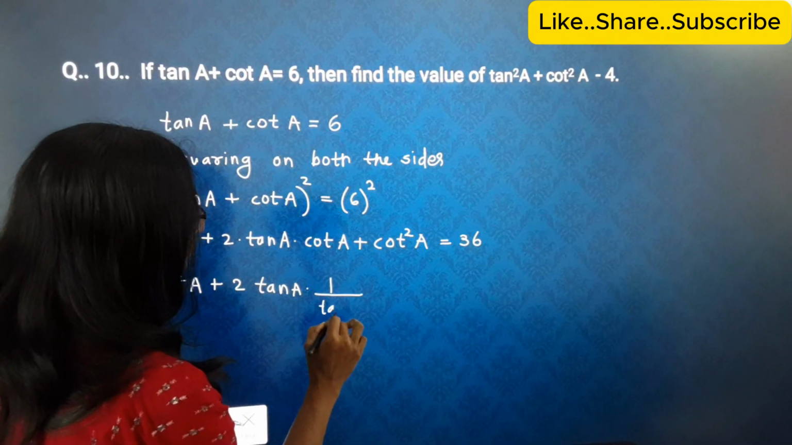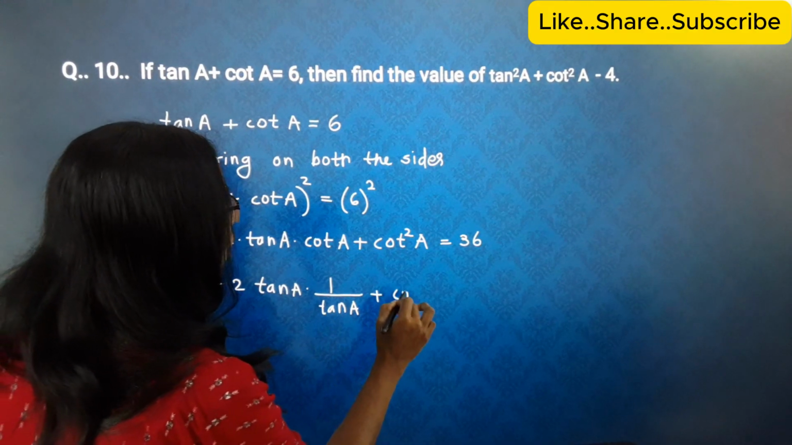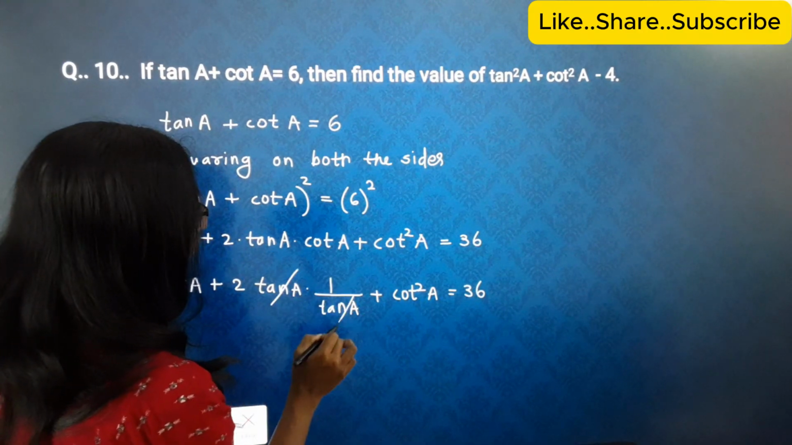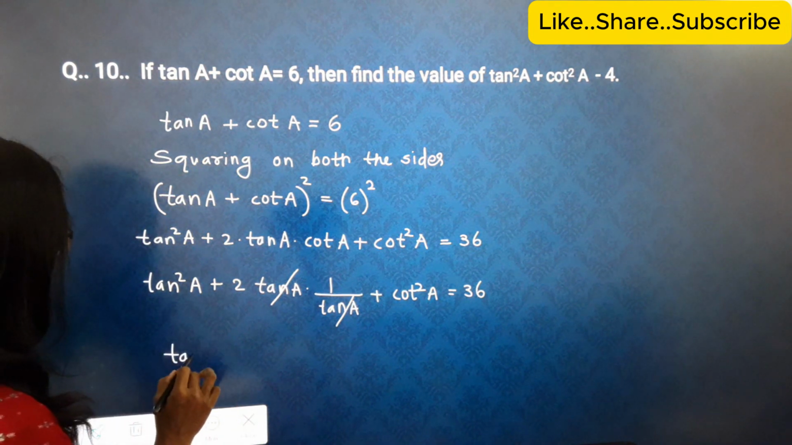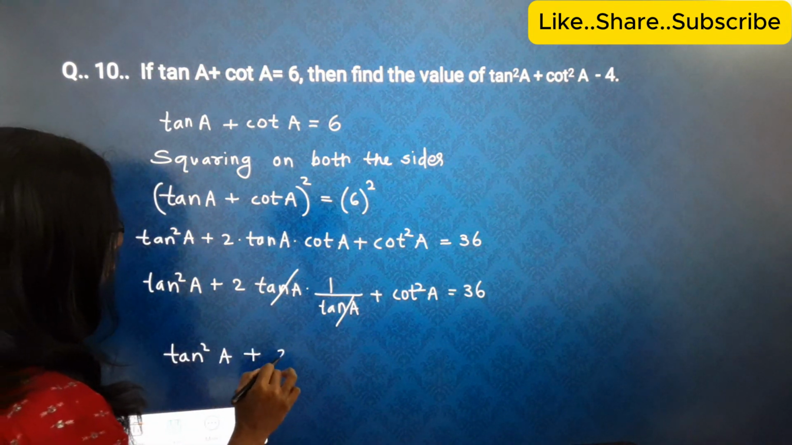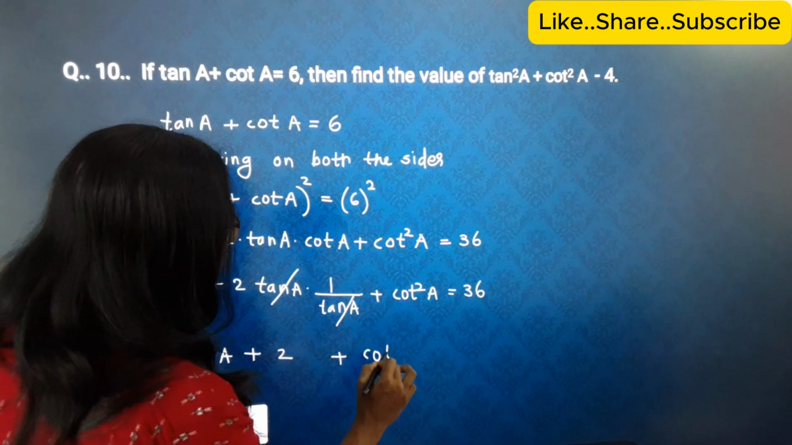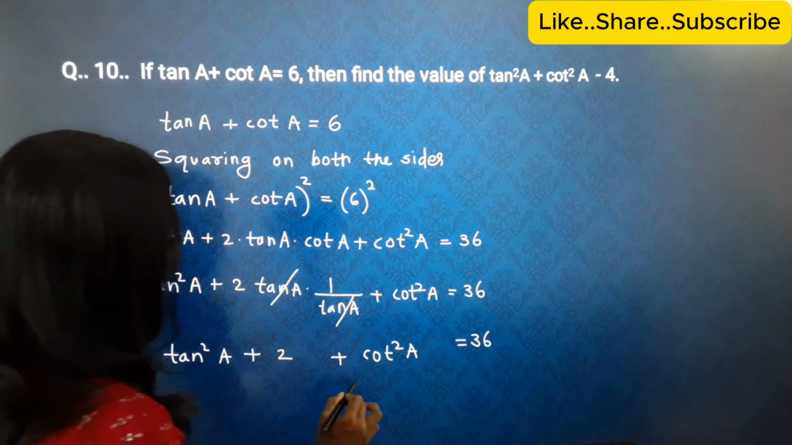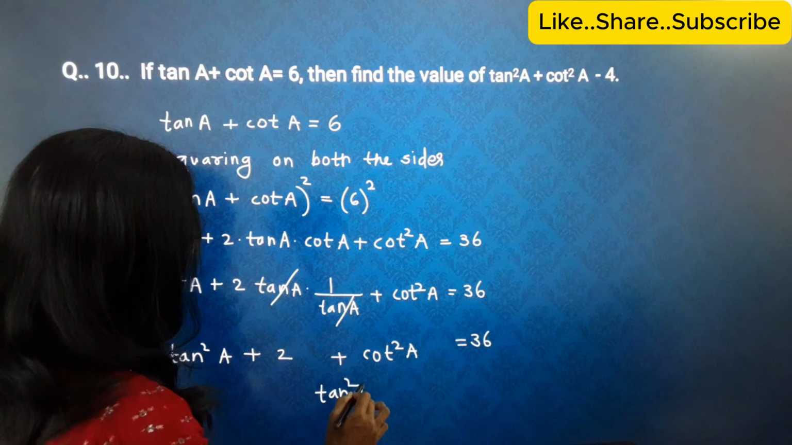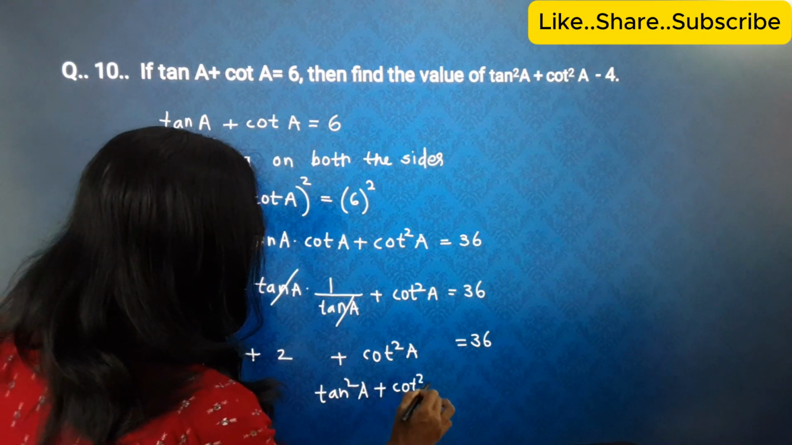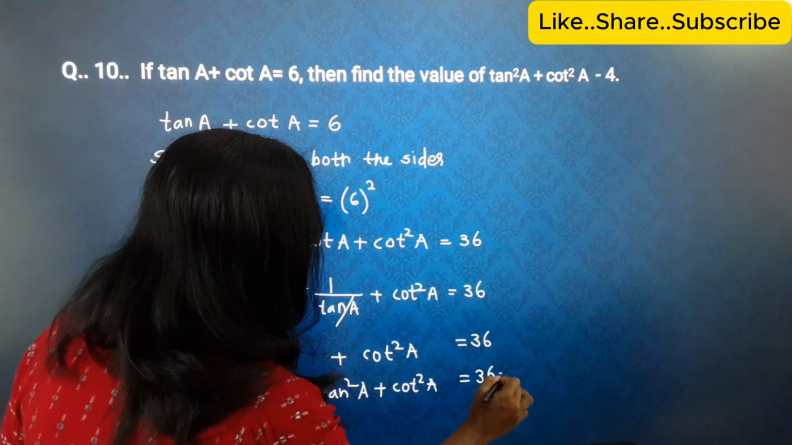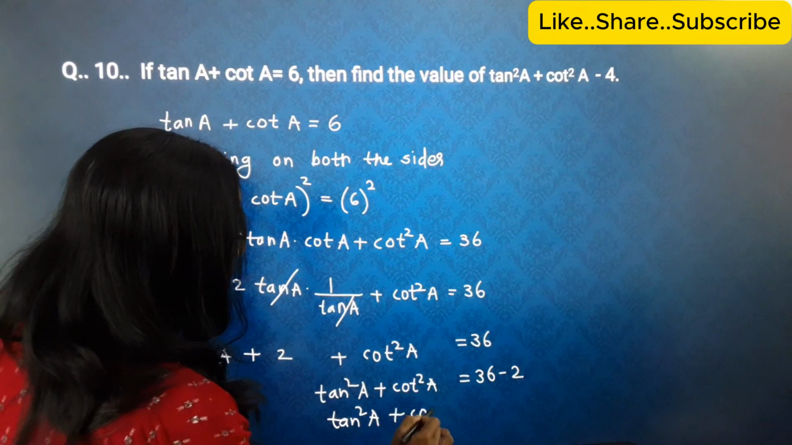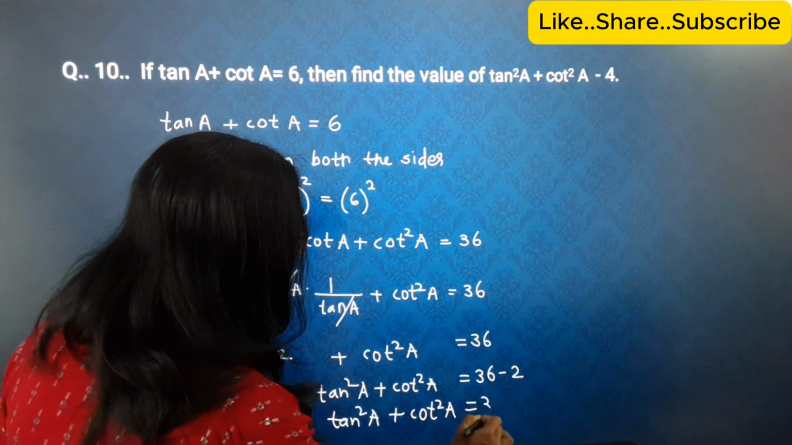So I write here 1 upon tan A plus cot square A, which is equal to 36. Now here tan A upon tan A, that means tan A cancels. So here tan square A plus 2 plus cot square A is equal to 36. Okay students, then tan square A plus cot square A is equal to 36 minus 2. So that means tan square A plus cot square A is equal to 34.